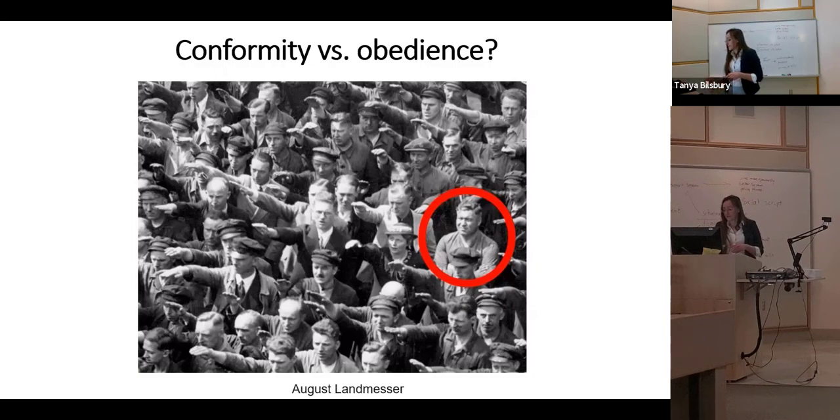So what's the difference between obedience and conformity? Obedience is about obeying someone with higher status, because you kind of have to, because they have power. And power matters. Obedience relies on social power. Conformity is a bit different. It might rely more on the need to be socially accepted.